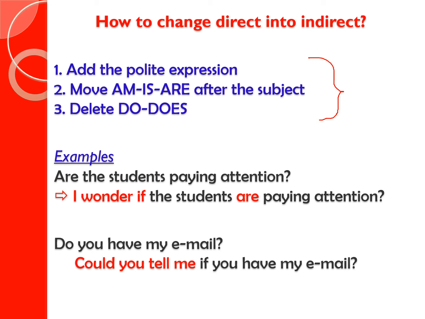Examples, are the students paying attention? I wonder if my students are paying attention. Another example is, do you have my email? Could you tell me if you have my email? So do these sentences fulfill these conditions here? Add the polite expression. I wonder if. Move am, is, are after the subject. Yes, students is the subject. We have are after the subject, and delete do and does. Could you tell me if? So they delete do because we don't use it here. Do you have? No. Okay. Could you tell me if you have my email?